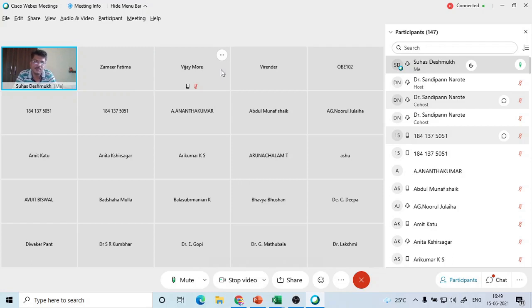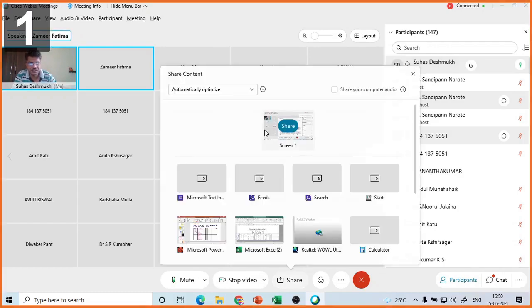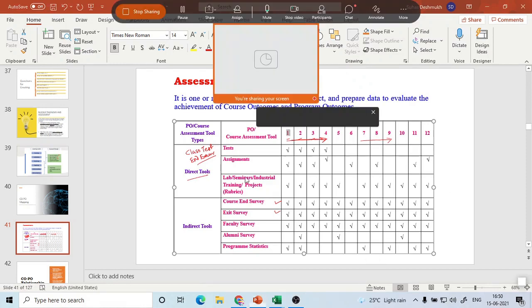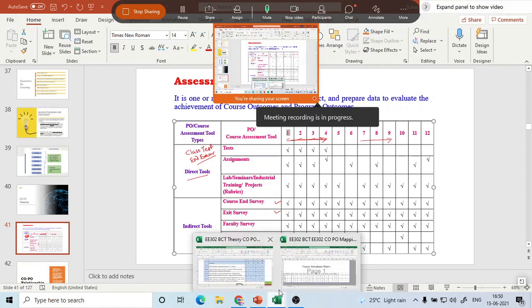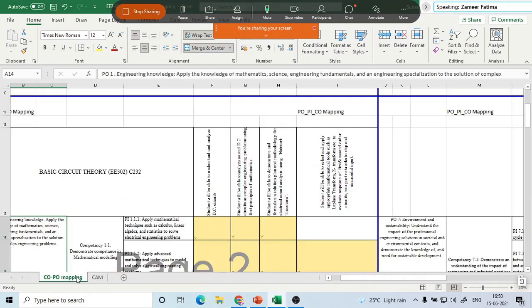Sir, one more question. With the performance indicator, can you please tell me again how you are mapping that 3, 2 and 1? I will share once. I only showed you for PO1, not for all the POs. Yes, sir, just explain for PO1, I will understand the rest. So you have course objectives 1, 2, 3 and 4. Is it clear? Okay. Yes.